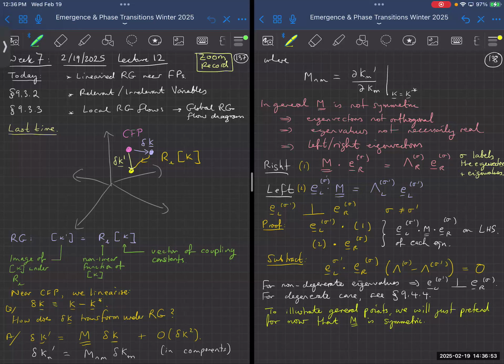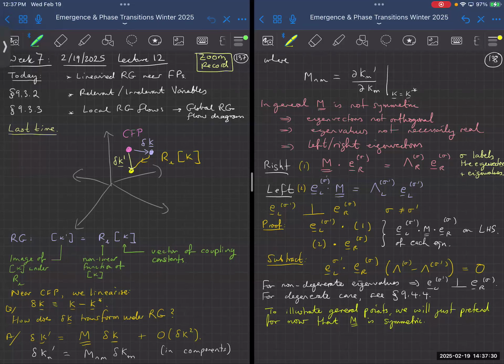The left eigenproblem is where we have the vector E acting on the left of the matrix M, and so that produces the vector E multiplied by some different value, lambda left of sigma prime, and so that's the general situation for a matrix which is not symmetric. But in fact, these eigenvectors do have an interesting property. So again, sigma and sigma prime just label the right or left eigenvectors.